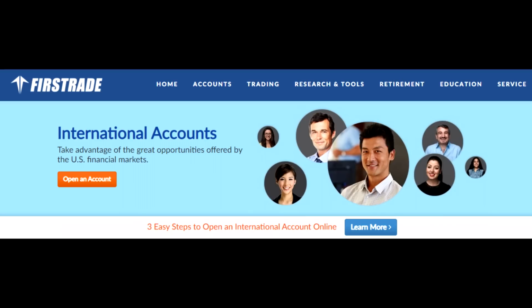A couple of other useful features here, they do offer extended trading hours for free, so you can trade before the market opens and after it closes. They also offer international accounts with support for over 14 different regions. For a full list of the countries supported, the link is down in the description below. Most, if not all, of these other options we are going to discuss are for US investors only. First Trade does have international account support.